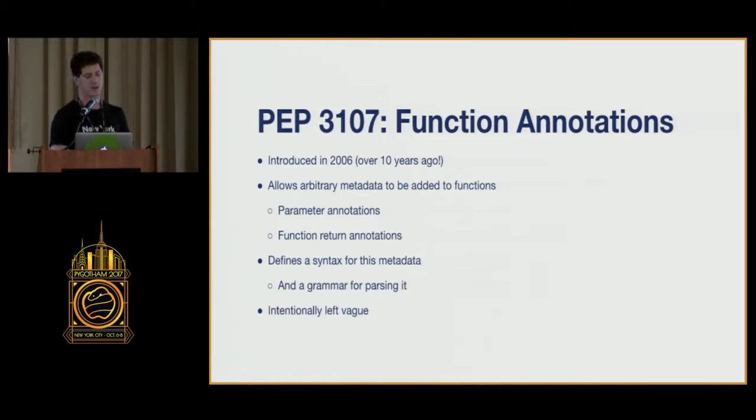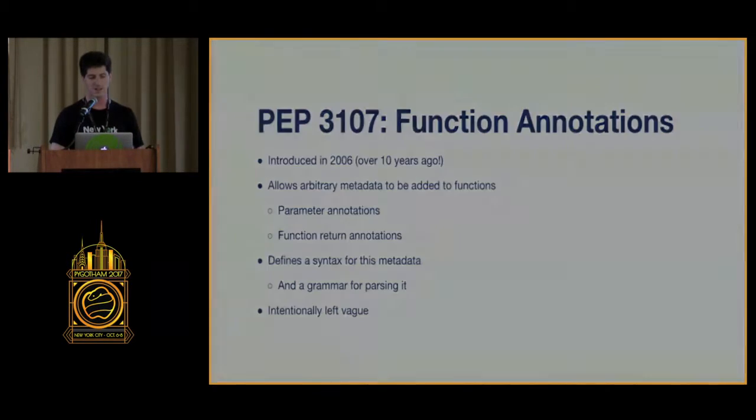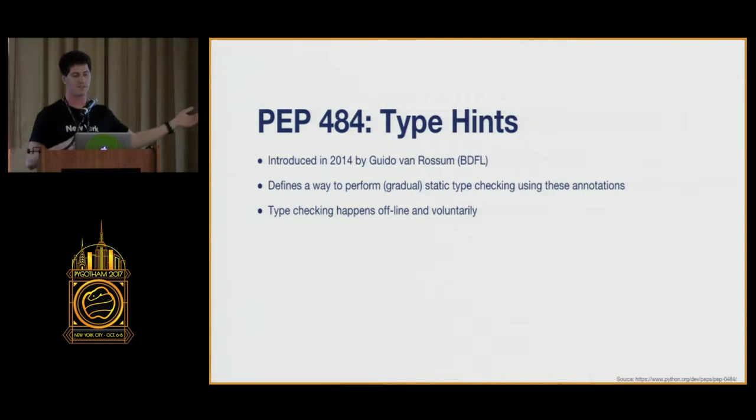And the important thing to note about PEP 3107 is that all it does is define a syntax for this metadata and a grammar for parsing it, saying, hey, you can do this in Python. Python won't yell at you when it runs into code that has a string afterwards. But this PEP was intentionally left vague. It definitely hinted towards using these annotations for static typing, but it didn't try to define a way to actually use these. Then we come into PEP 484, introduced by Guido van Rossum, our benevolent dictator for life.